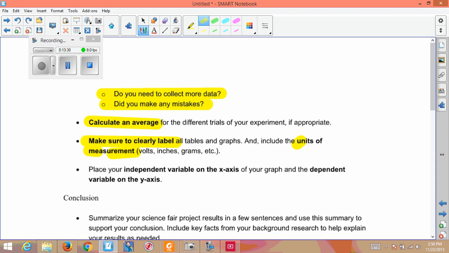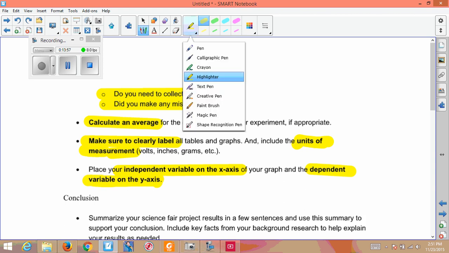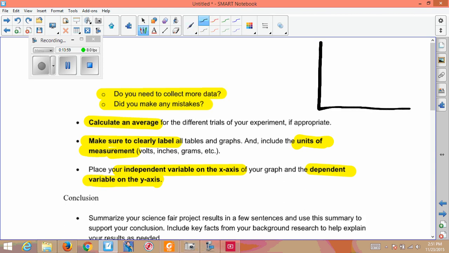Place your independent variable on the x-axis, and the dependent will go on the y-axis. So in our earlier example, if we were measuring the amount of sugar and temperature, the independent variable would go here. So this is temperature, and this would be the amount of sugar, and we would see some kind of line, most likely, that as temperature goes up, the amount of sugar goes up as well.